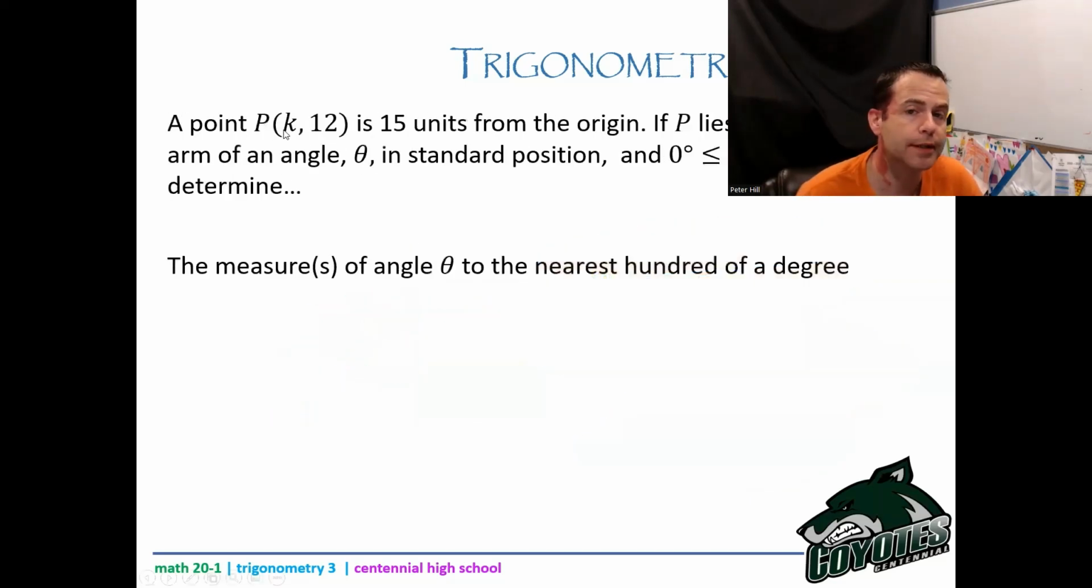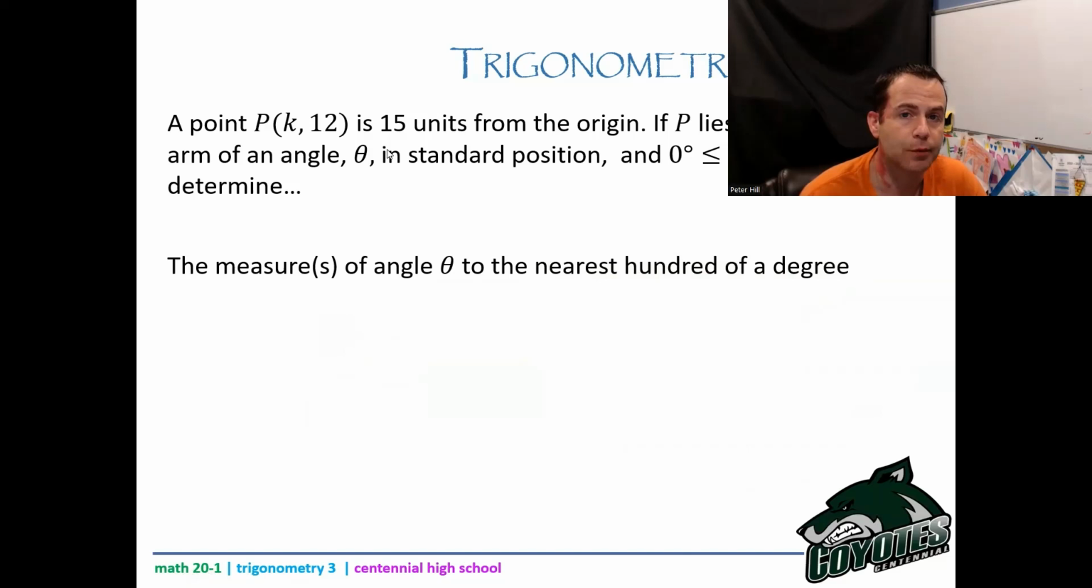Okay, the point (k, 12) is 15 units from the origin. If P lies on the terminal arm of an angle theta in standard position, and theta is somewhere between 0 and 360 degrees, that's what that says there, determine the following. Okay, so the first thing we want is the measure of angle theta to the nearest hundredth of a degree.